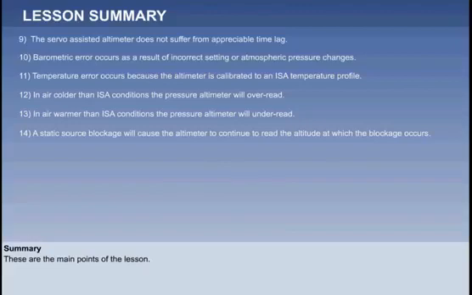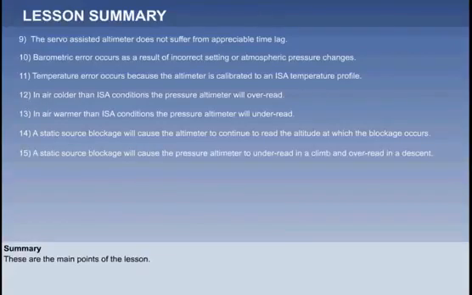A static source blockage will cause the altimeter to continue to read the altitude at which the blockage occurs. A static source blockage will cause the pressure altimeter to underread in a climb and overread in a descent.